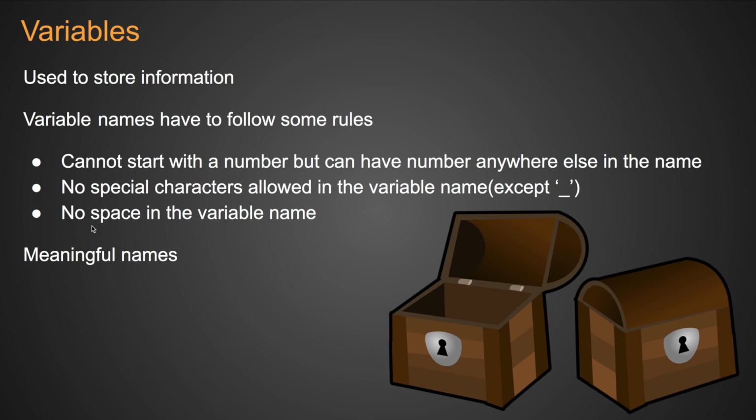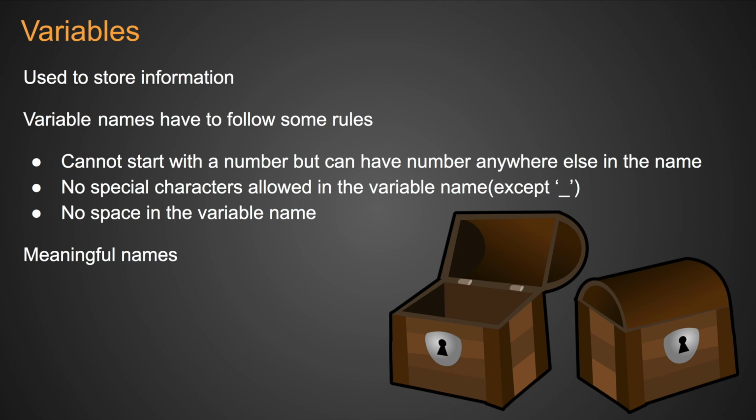So there's no space allowed. There are numbers allowed anywhere other than the first place. So you could have something like number1 as a variable name, number2 as a variable name. That's allowed. But 1number, with a number first, is not allowed. So a good practice is to give meaningful names to your variables. So if you know what you're going to be storing inside that variable, it makes sense to give a name that is appropriate to that particular information that you're storing.